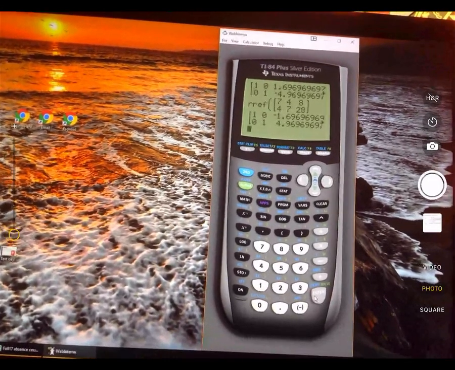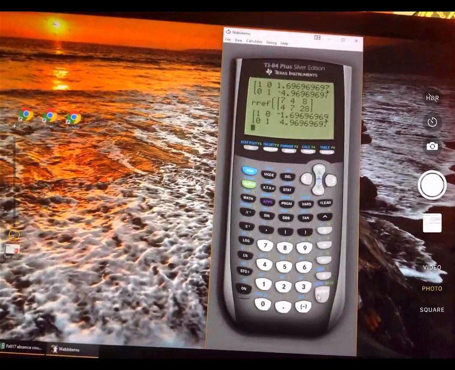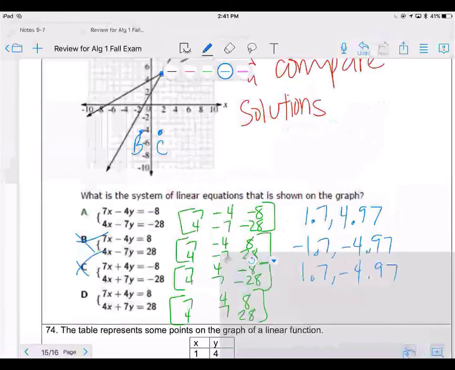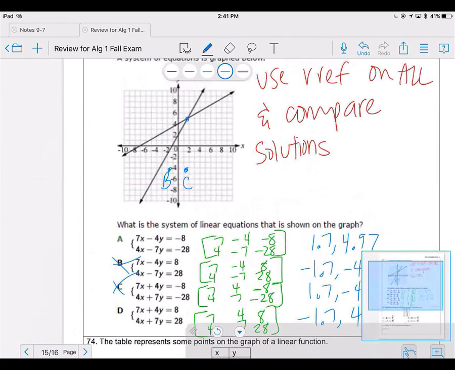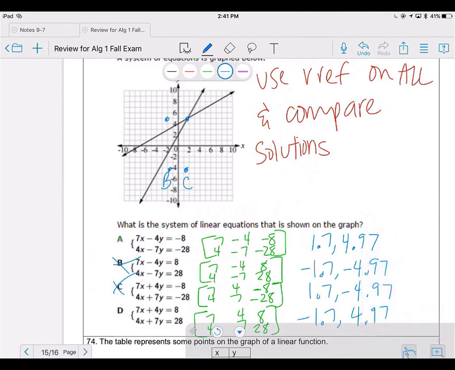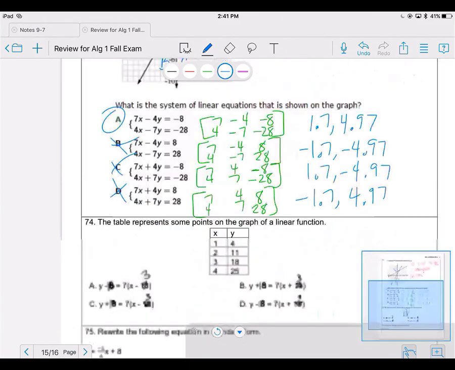And we have the flipped solution of what we had on C. We have negative 1.7, positive 4.97. So that would mean we go to the left and up. So D is not correct, so A must be my answer. So again, that was a lot of work on the calculator, but a lot less work than solving all of them for Y and then still plugging it into the calculator.